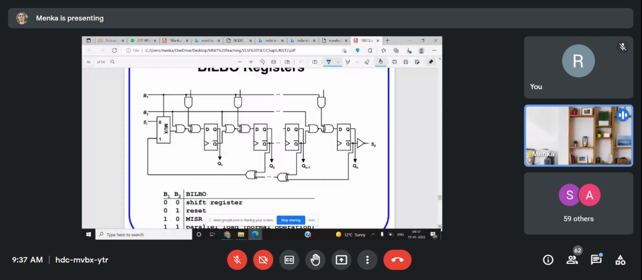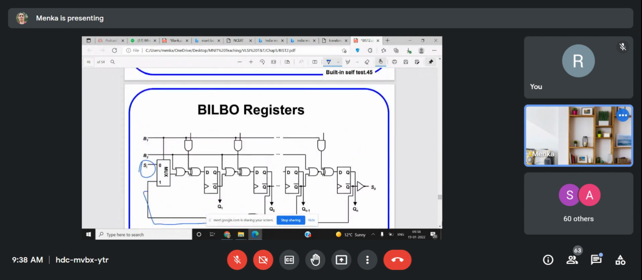In this you can see there is a multiplexer, and this is B1, B2. These inputs are there. You can see this is the XOR unit. These inputs either from B1 or from B2, it is coming over here, and through the multiplexer it might be the input signal or it might be the feedback path. So this is coming here. We call this as BILBO registers. This is a little bit different from LFSR.